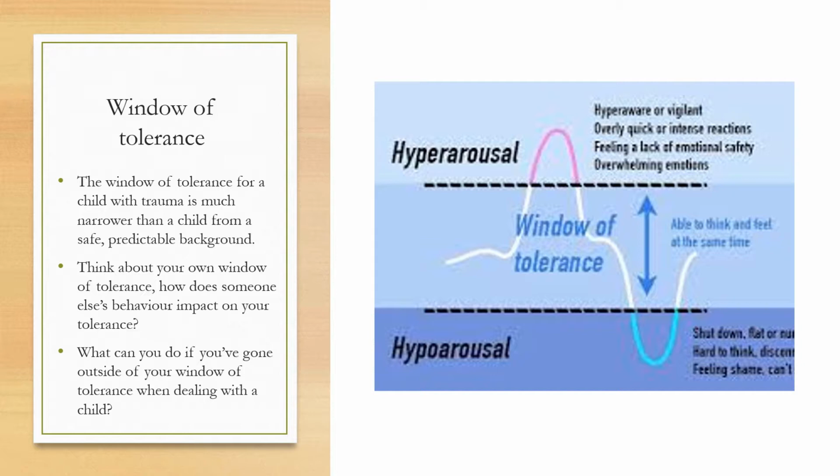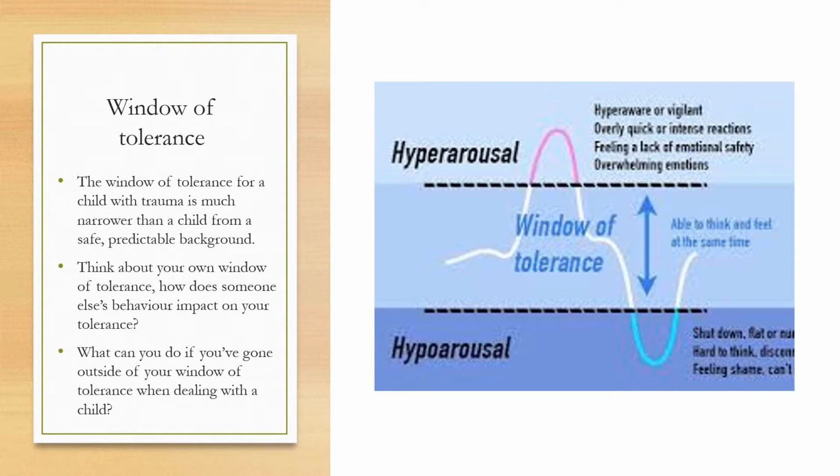Okay, what we have here is an image that represents what's called the window of tolerance. So if you look here at the image, what you have here in the middle is our window of tolerance, and this is our ability to think and feel at the same time, okay? All parts of our brain are engaged, communicating with each other, working effectively. Above this dotted line here, we have what's called hyperarousal, and that's our state of hypervigilance, overly quick or intense reactions, and a feeling of a lack of emotional safety and an overwhelming of emotions. Okay, our stress response has been triggered here.